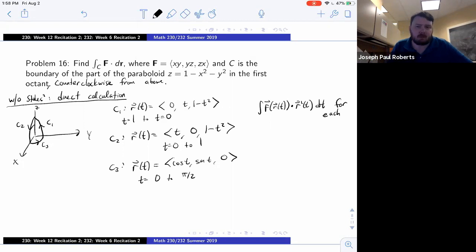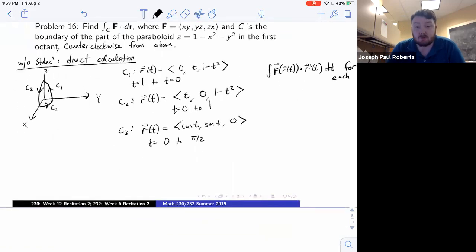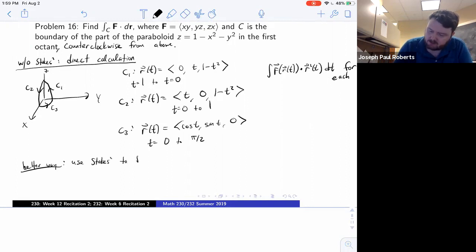But anyway, I think getting those r of t's, you all should be able to do it, but I recognize that I think I did lose some people with some of that. I know some of you are looking at that, like, wait, how do you get those r of t's? And plus, this seems pretty tedious as far as having to do this 3 different times. Instead, let's use Stokes' theorem. So the better way is to use Stokes to do one flux integral instead.